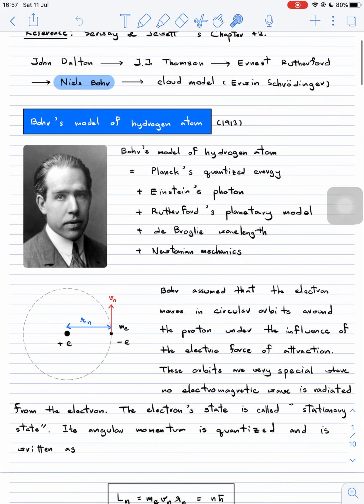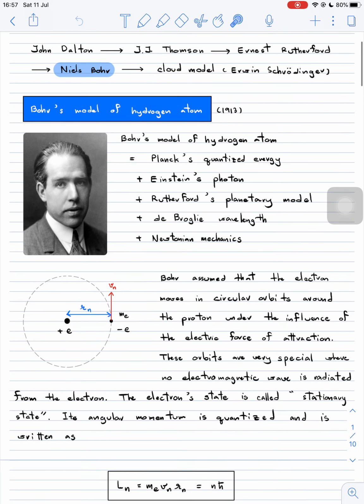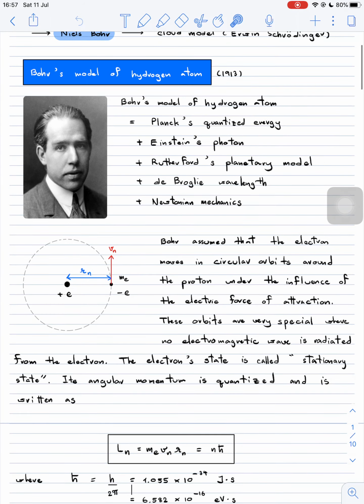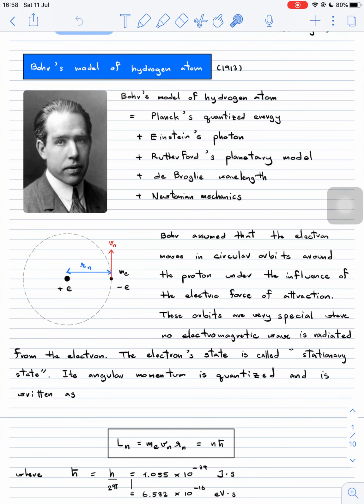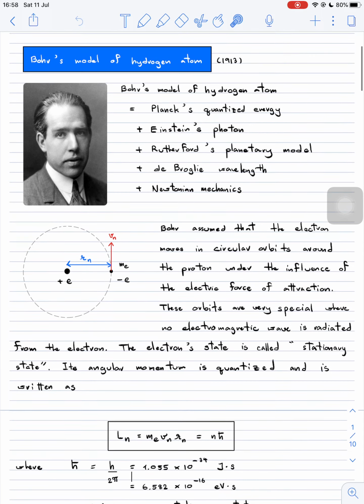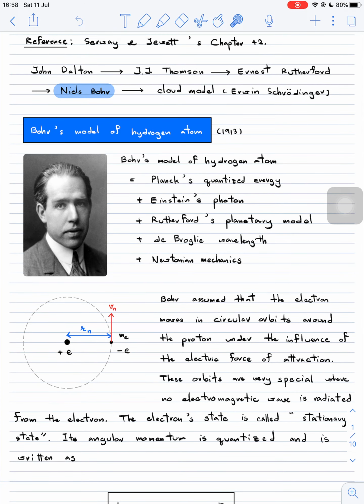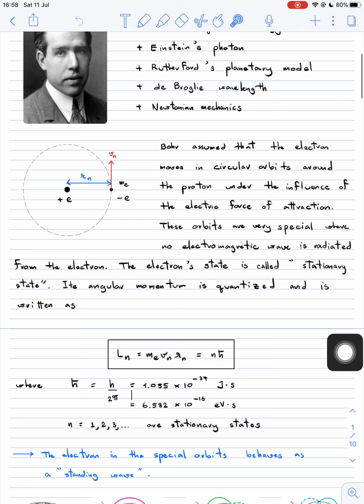So, Bohr's model of the hydrogen atom. Niels Bohr tried to develop models of the hydrogen atom. He's going to combine the quantized energy of Max Planck and the idea of photons by Albert Einstein, the planetary model of Ernest Rutherford, the de Broglie wavelength, and finally Newtonian mechanics. So we need lots of knowledge to understand this model. The model looks like this.